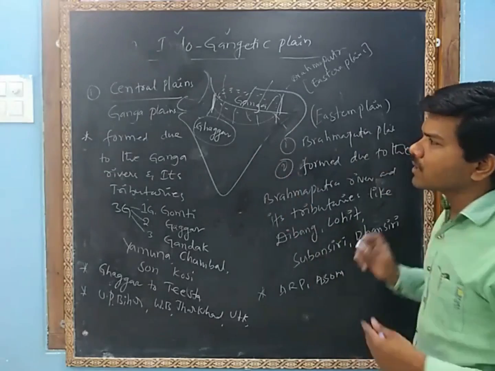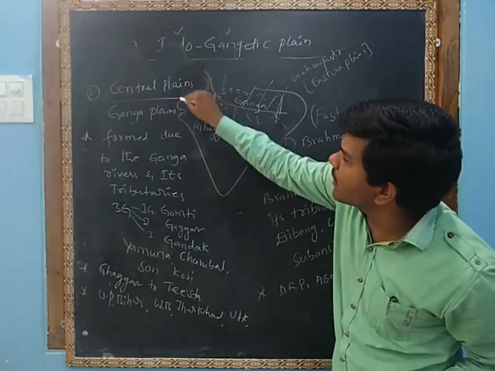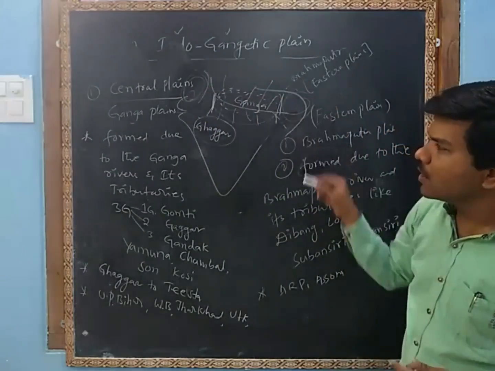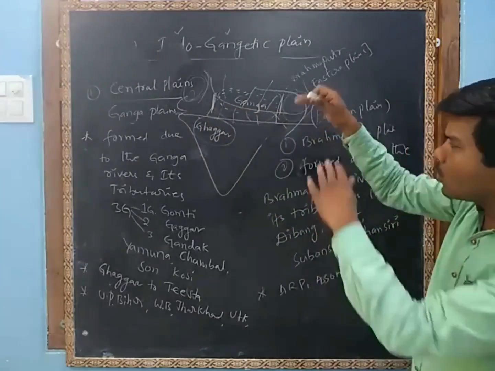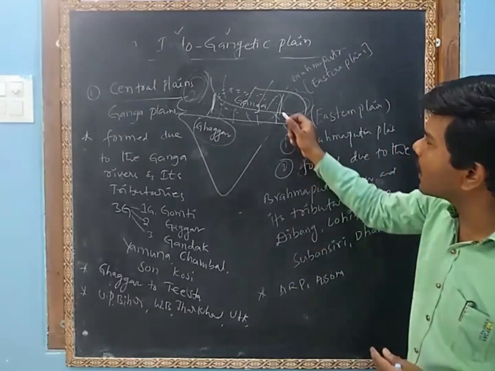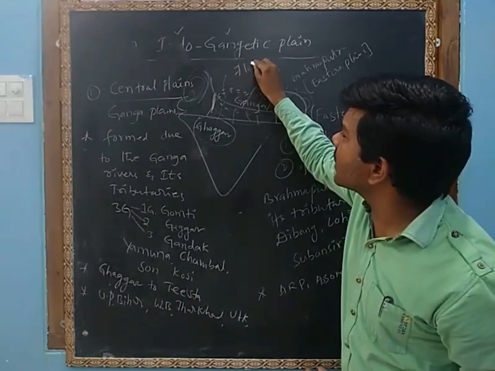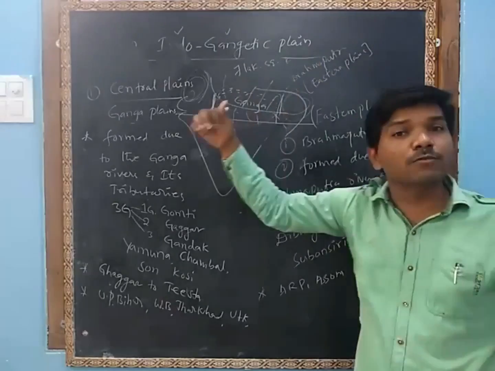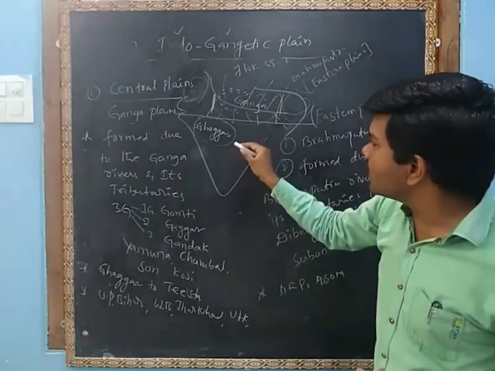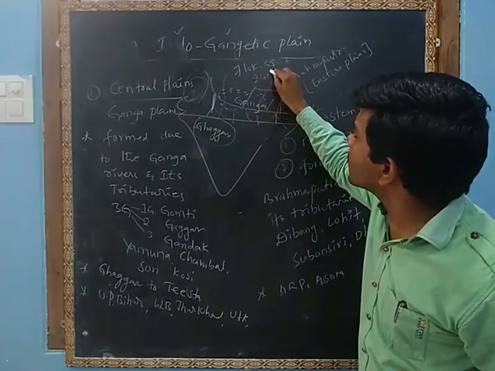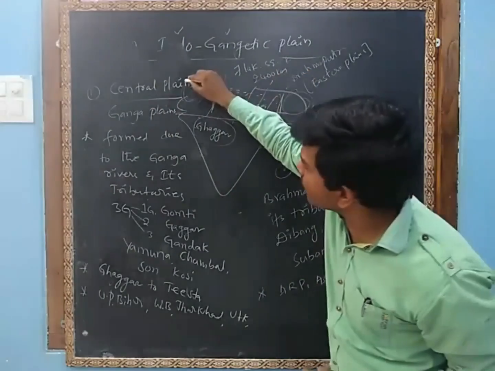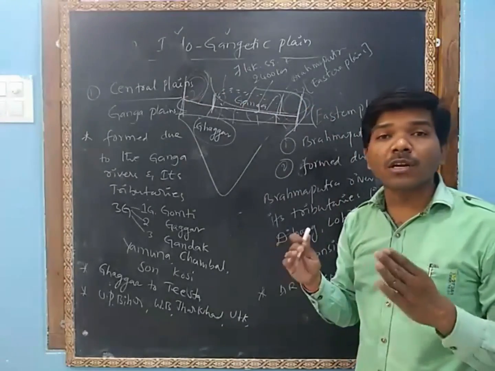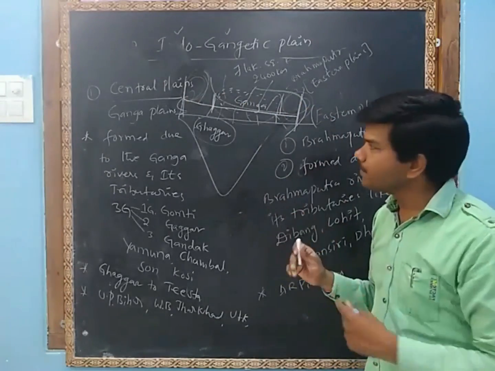So till now we have discussed the western plains, central plains and eastern plains. The total area of the Indo-Gangetic plain is 7 lakh square kilometers. That means very broad. And these are 2,400 kilometers long from west to east, here to here.